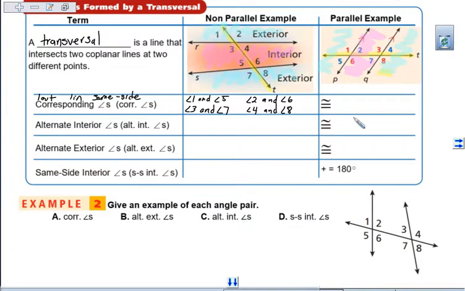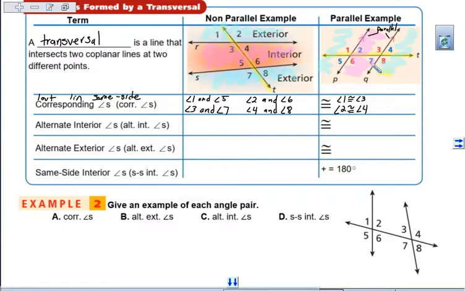Now we do know more information when the lines are parallel, and we know that line P and line Q are parallel because they have these little arrows telling us that they're parallel. So our corresponding angles here, again, one outside, one inside on the same side of the transversal, would be angle 1 and angle 3. But because these lines are parallel, we know that angle 1 and angle 3 are congruent. Another set that would be congruent, because they're corresponding angles, are angle 2 and angle 4. Again, one inside, one outside on the same side of the transversal.